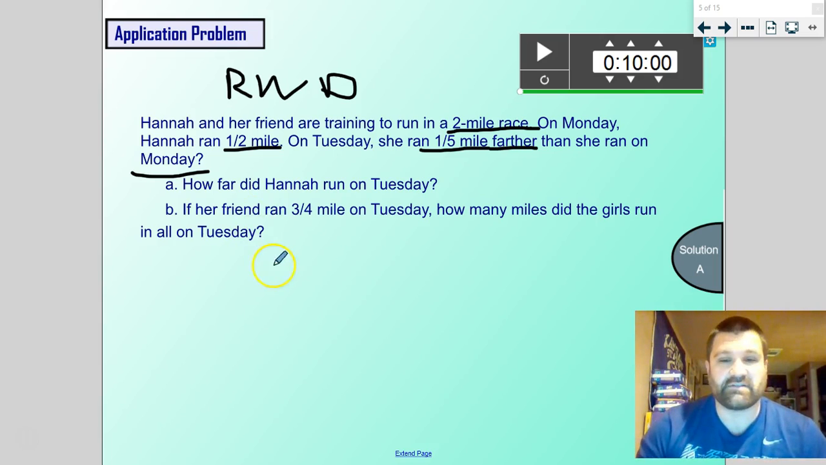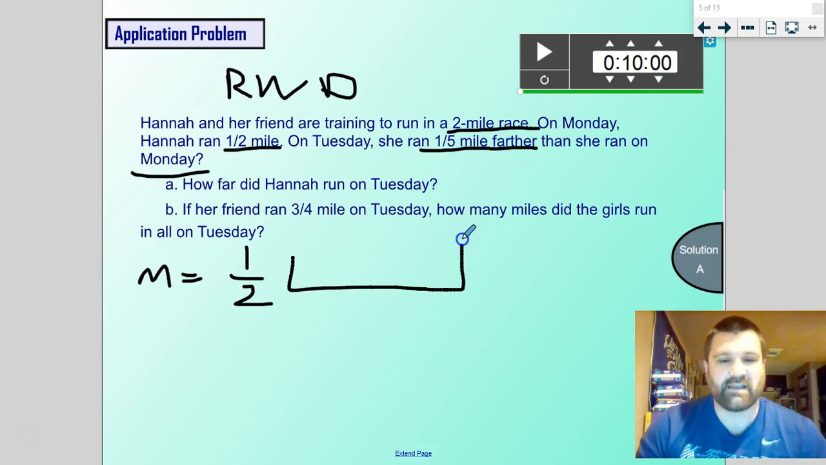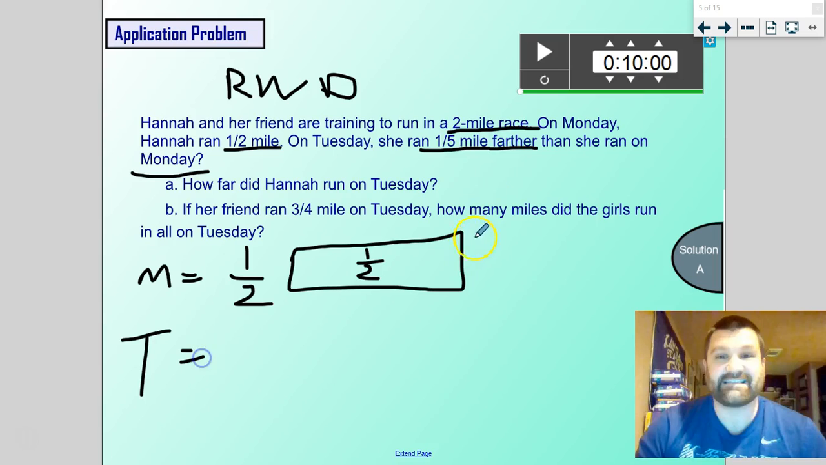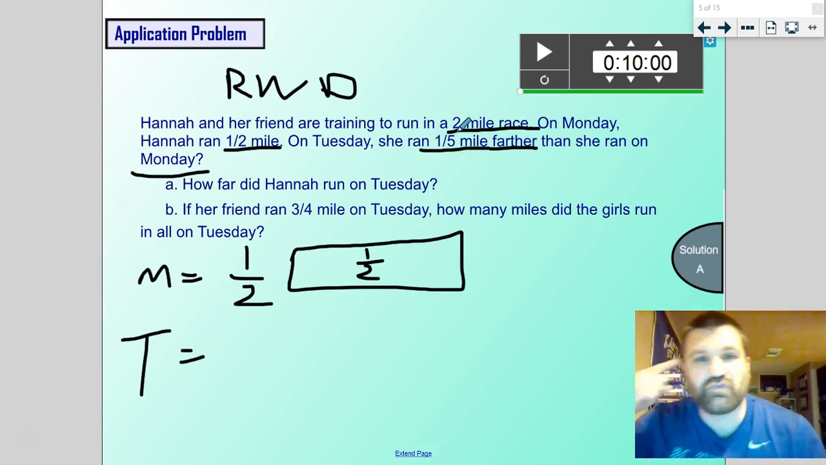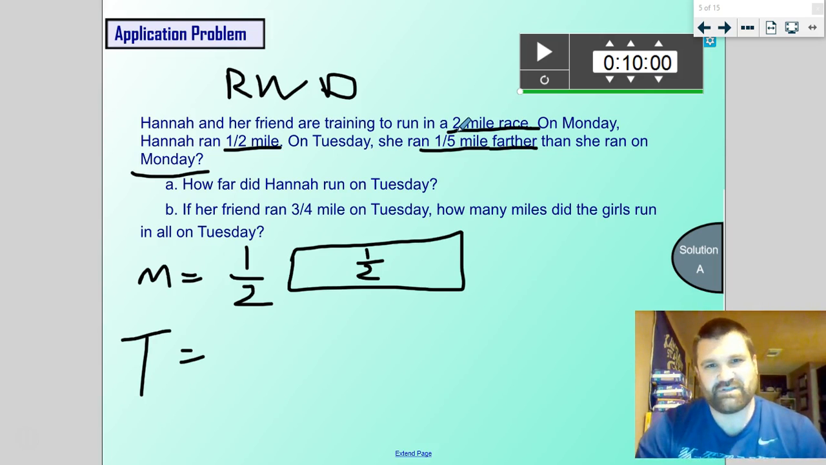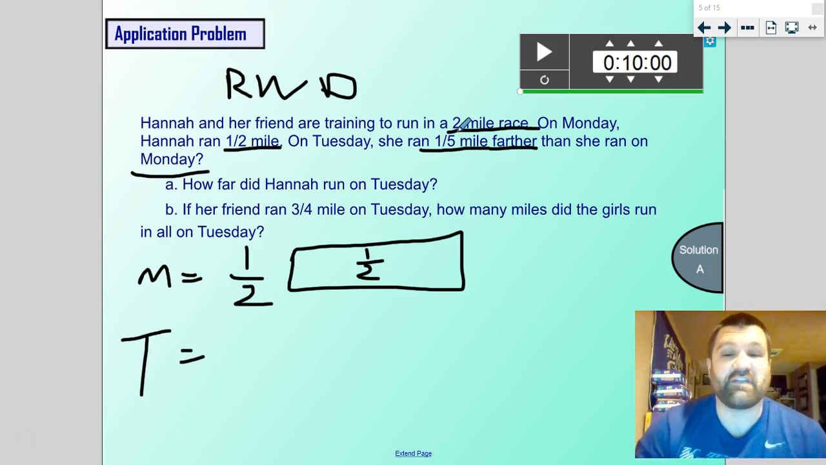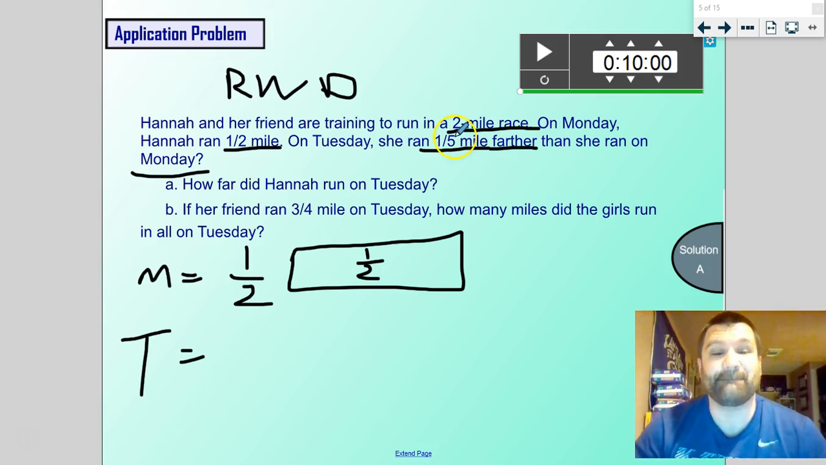So let's see. On Monday, we know she ran a half-mile. That's it, right? You could draw that. So here's your half-mile. Correct? On Tuesday, it said she ran 1/5 mile farther. You have to read the directions. Just read. She ran 1/5 farther than she ran on Monday.